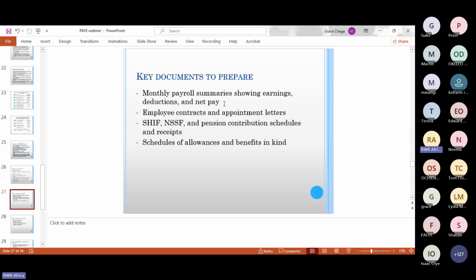Also, NSSF and pension contribution schedules and receipts that you have been paying. Schedules of all allowances and benefits in kind. So if you've been giving your employees benefits, you need to have a record of this and a schedule for all the allowances to your employees.